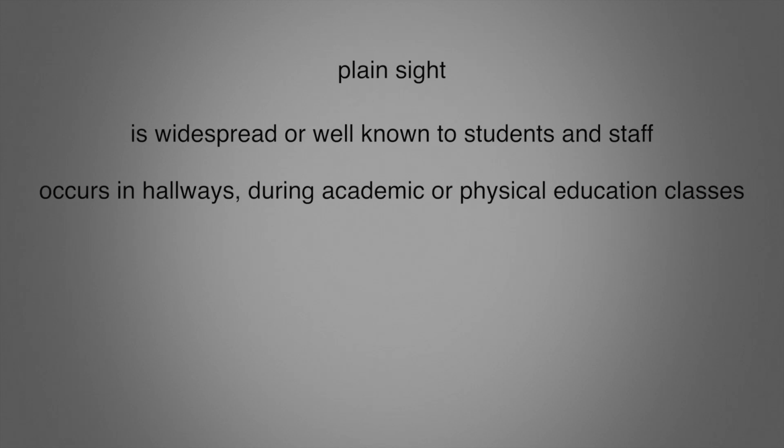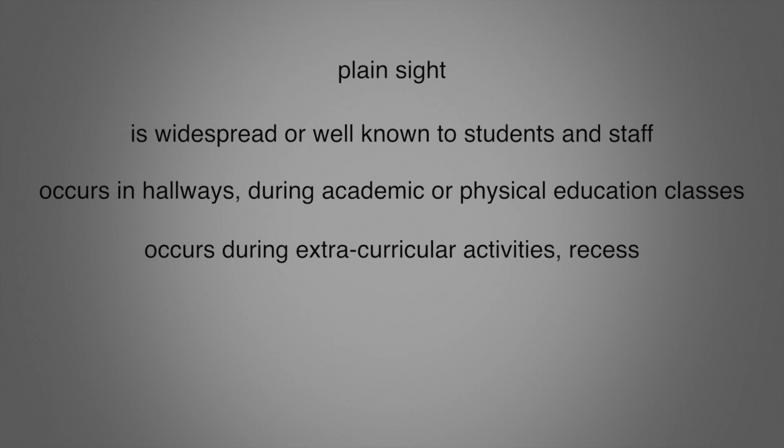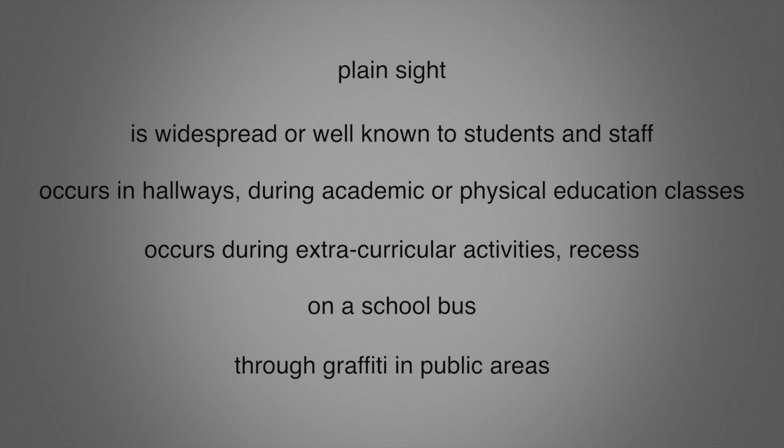The Office of Civil Rights has stated that a school is sufficiently placed on notice of harassing behavior where the harassment occurs in plain sight, is widespread or well known to students and staff, occurs in the hallway during academic or physical education classes, occurs during extracurricular activities, recess, and on a school bus, or through graffiti in public areas. Students must also receive instruction supporting the development of a school environment free of discrimination, harassment, bullying, or cyberbullying.